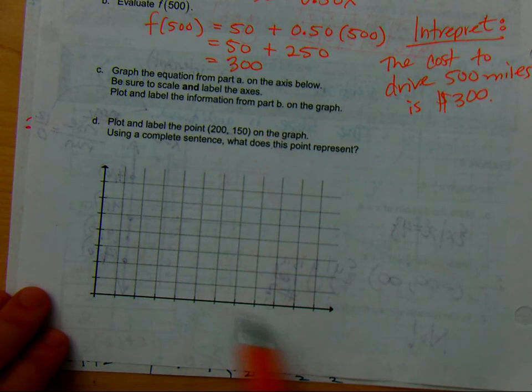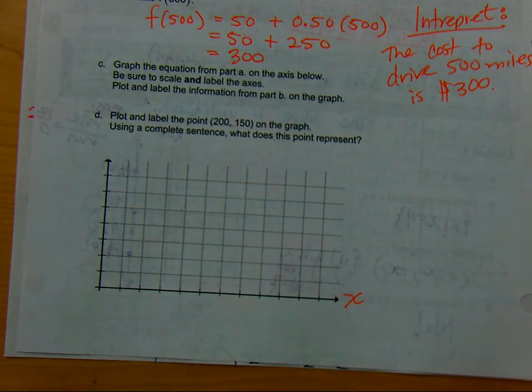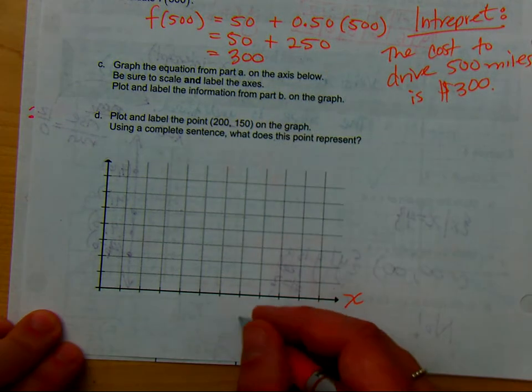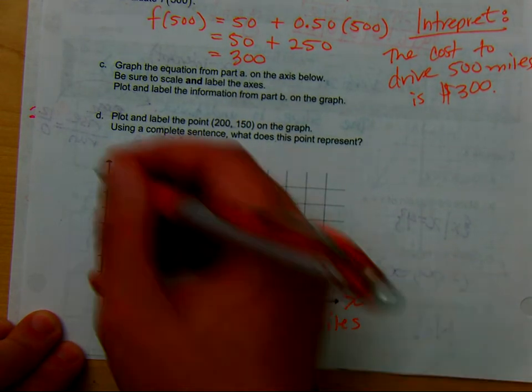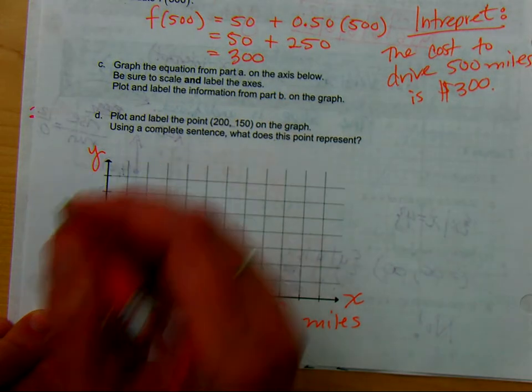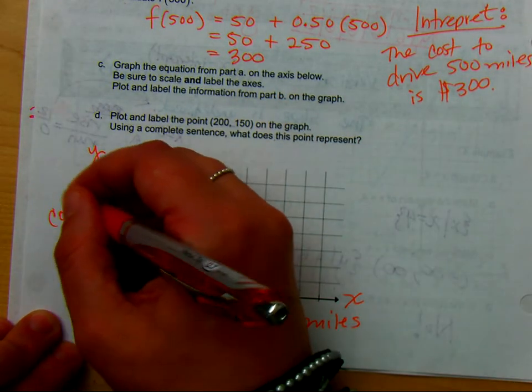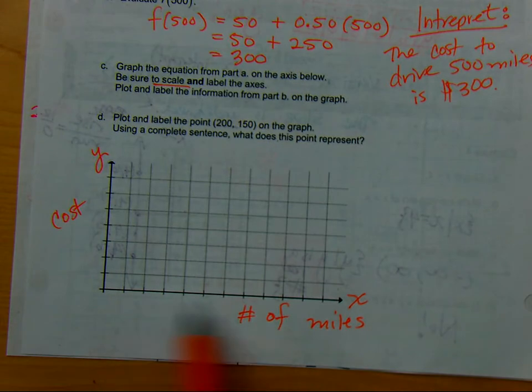So what should our x-axis be? If we were going to label that axis, what would you want to label it with? What is the x representing? The x is representing the number of miles. And the y-axis, or f(x), represents the what? The cost.